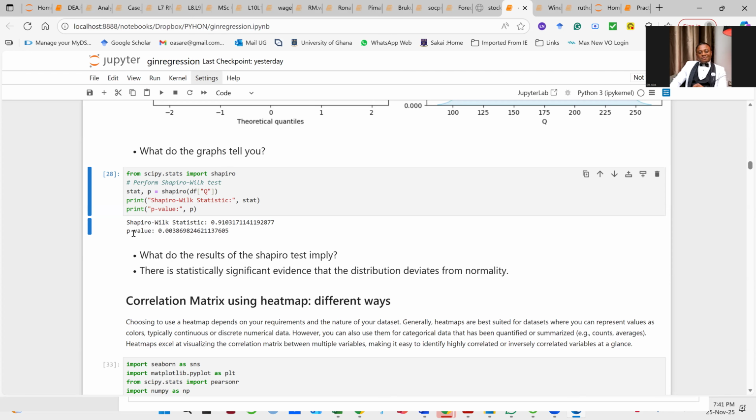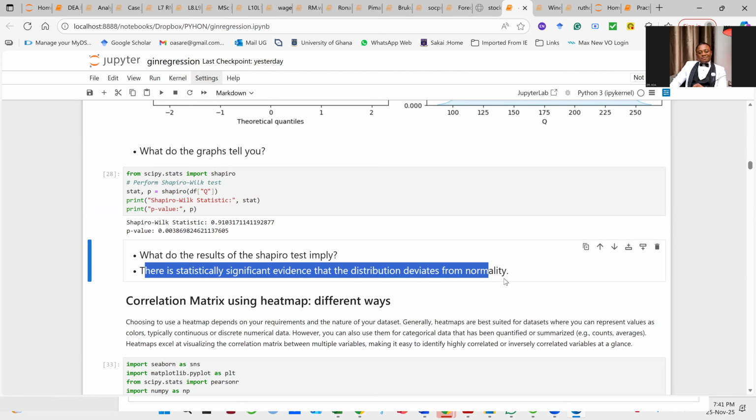And when you look at our own, the p-value is less than 5%. So that's why I've written the answer that there's statistically significant evidence that the distribution deviates from normality. In other words, it is not normally distributed.